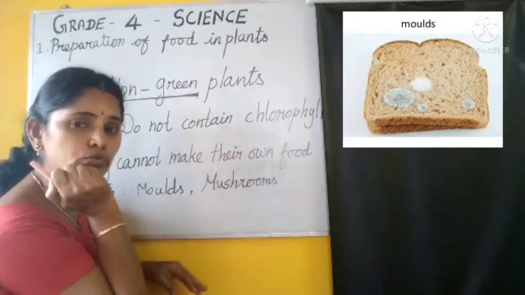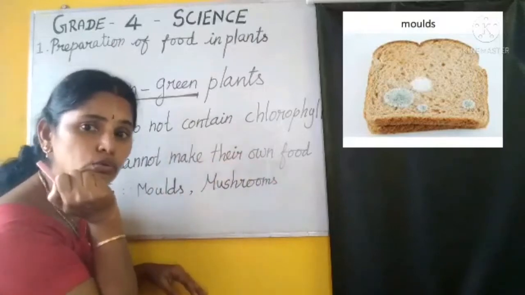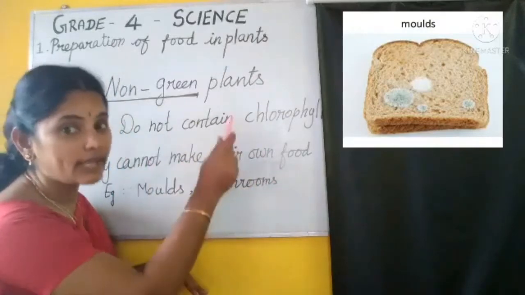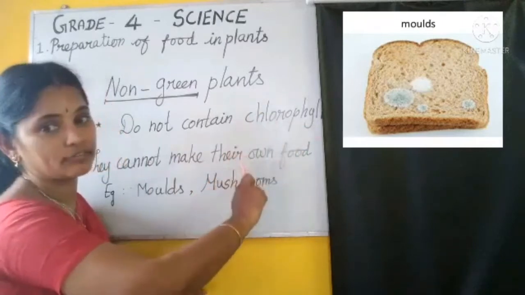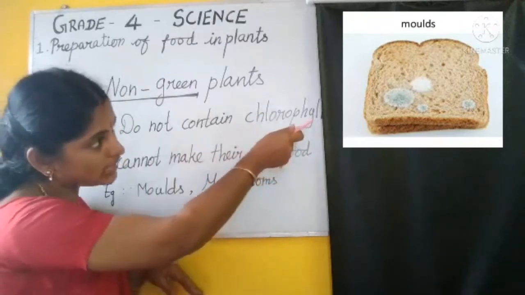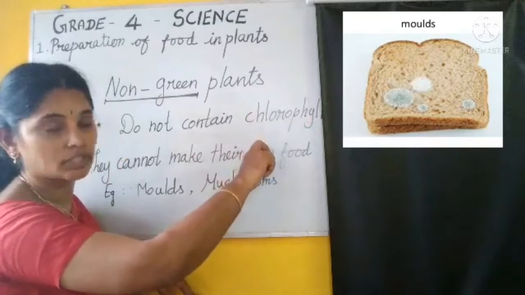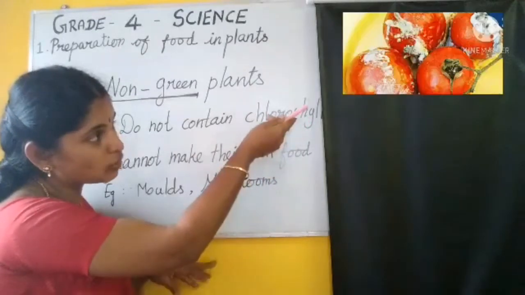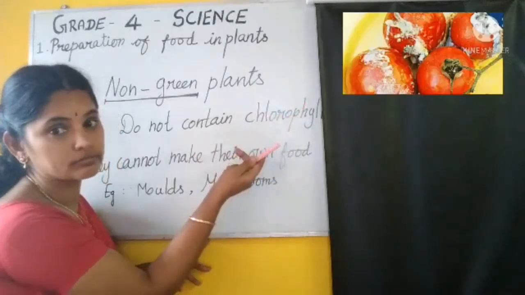Then what they do for their food? என்ன பண்ணுவோம்? They take the organic matter from the bread. அந்த breadல இருந்தே அதை அப்படியே சாப்பிட்டுக்குது. Not only on the bread. See, டொமேட்டோக்கு மேல கூட இருக்கு.